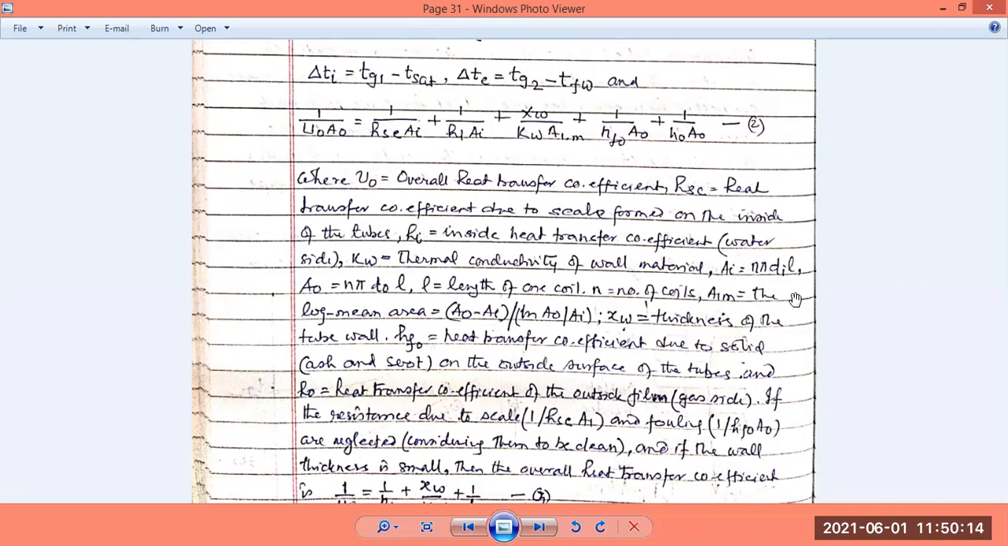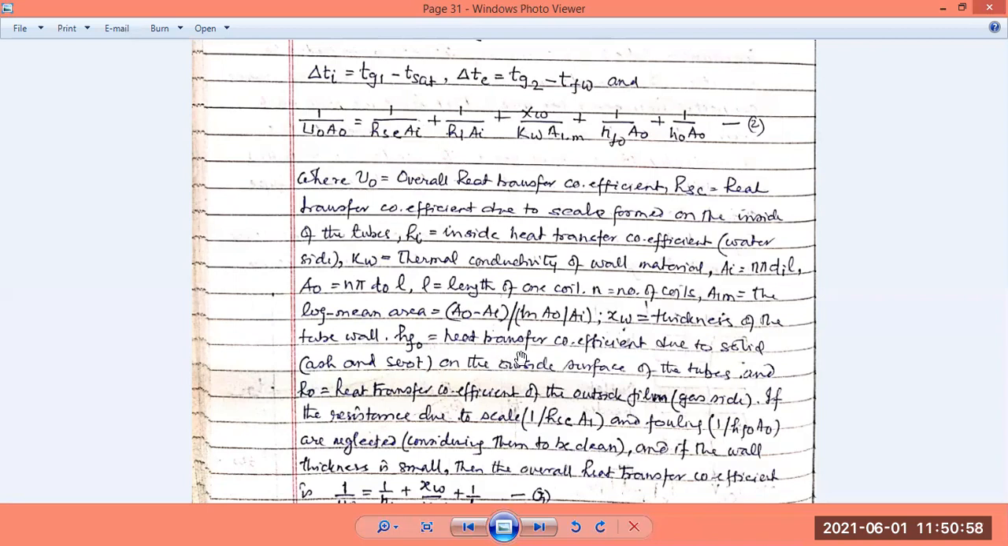So A1M, what is going on here? It is Kw, the coefficient of heat transfer, which is the log mean. What is that? Xw, the thermal conductivity of the wall multiplied by the log mean of the area. The log mean area: we are thinking that the area is not uniform, so we are taking a mean area by using this formula, where the inputs are the cross-section area of the outside minus the cross-section area of the inside, divided by ln of A0 by A1 itself.